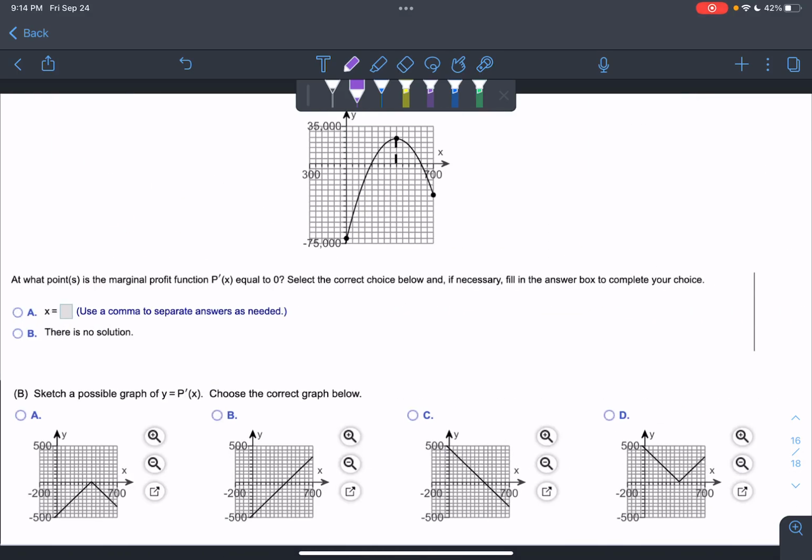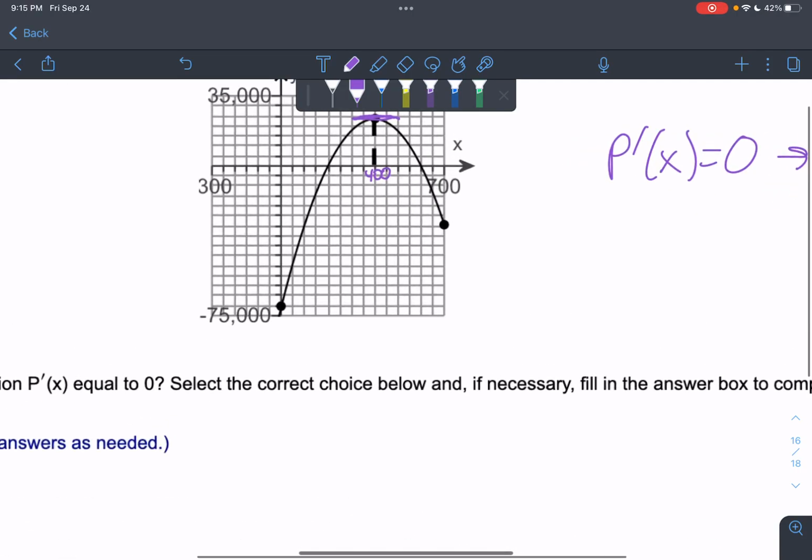Okay, at what points is the marginal profit P prime of x equal to 0? So this means a horizontal tangent line. Okay, and that occurs right here. And those occur when we have mins and maxes sometimes. And so from the previous question, this is 400. I don't know what the scale is on the tick marks if you zoom in, but 400.